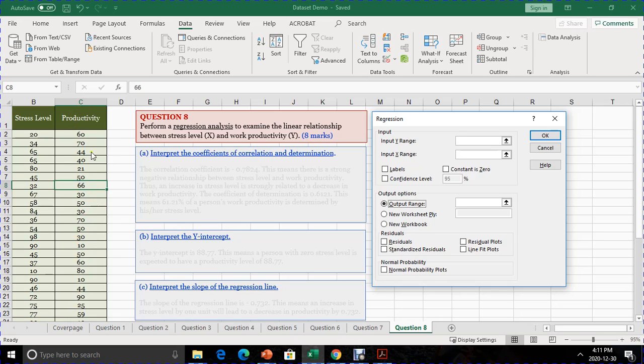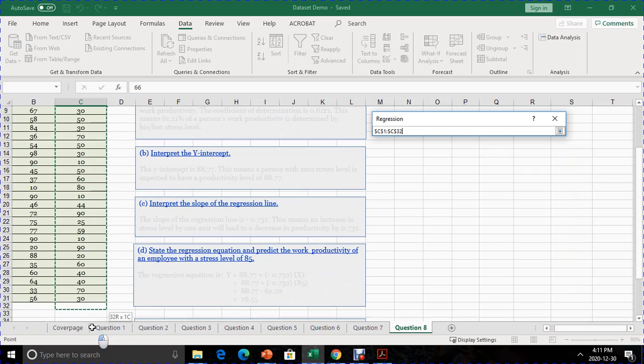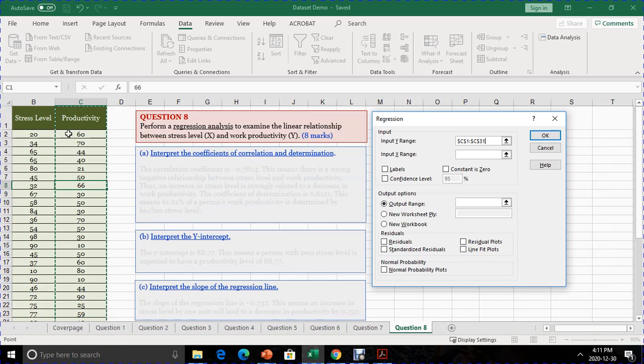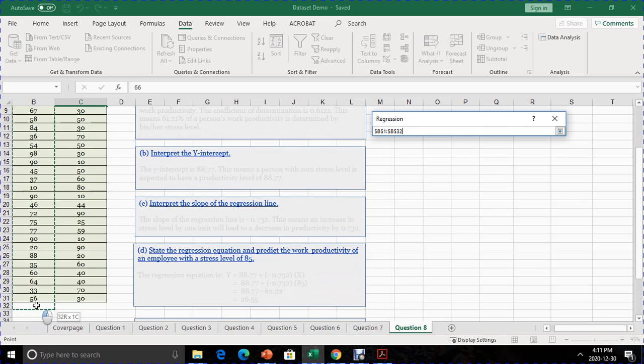So we need to select these values in this input box. So we place our cursor right inside the box and then select the data, including the label header. And then we do the same for the input X range. Our X range here is our stress level, which is basically the independent variable. So we select that for the X range.